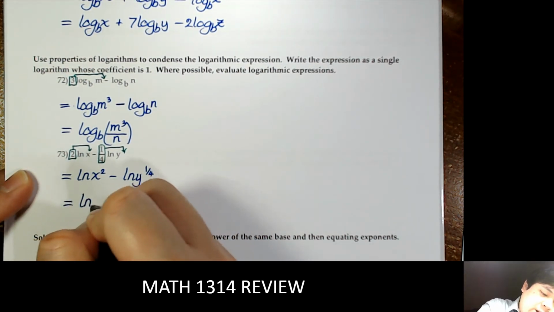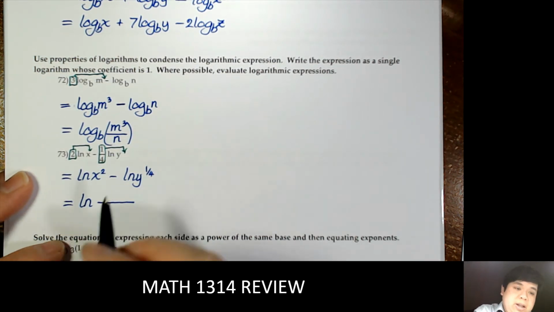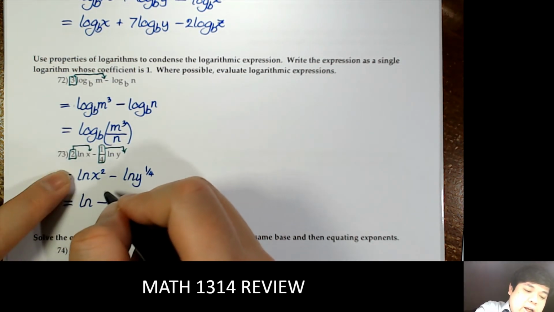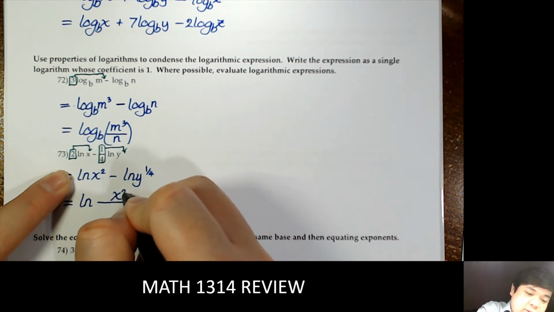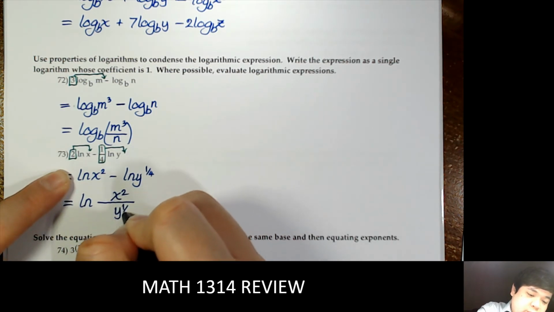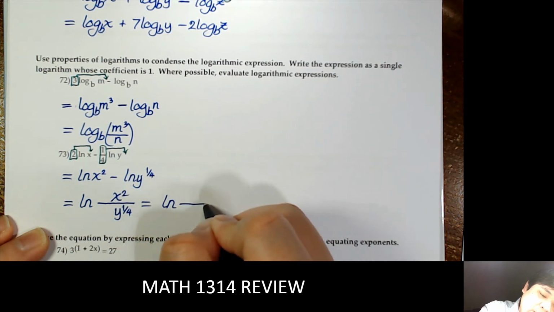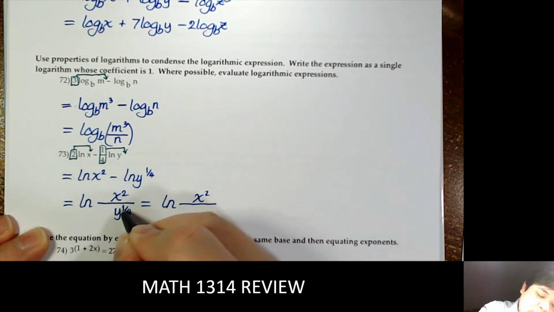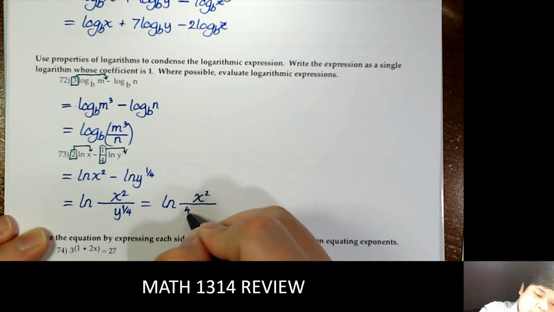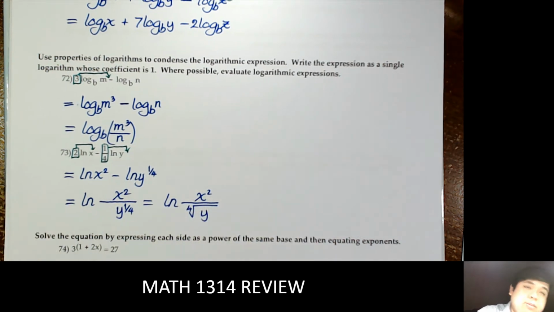And then there will be a ln, positive coefficient, so x squared on the top and y to the 1/4 at the bottom. And finally, we could write y to the 1/4 as the 4th root of y. Alright, so that's what we have.